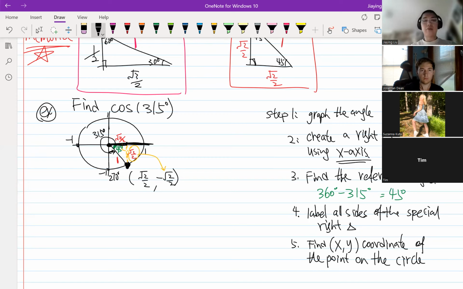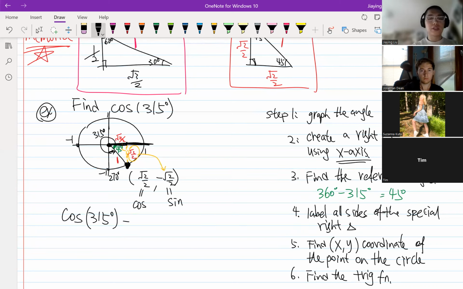And now we can just figure out the value we're looking for. So step 6, find the trig function. Here we're looking for cosine, but remember cosine is x, right? So the x coordinate is equal to cosine, the y coordinate is equal to sine. And we're looking for cosine 315, we already have the value, √2/2. So cosine 315 degrees is equal to √2/2.